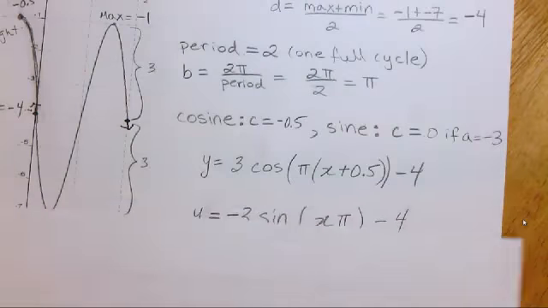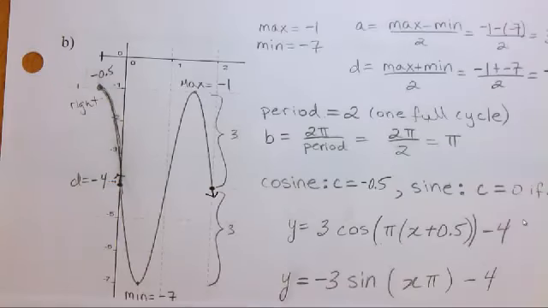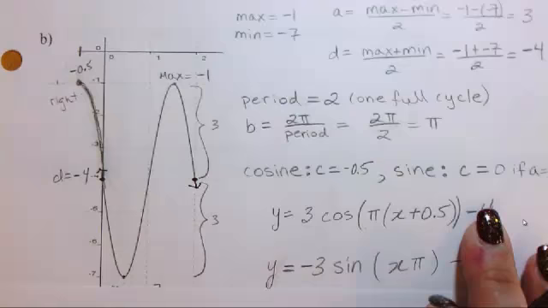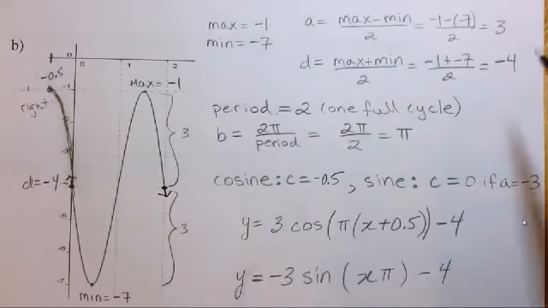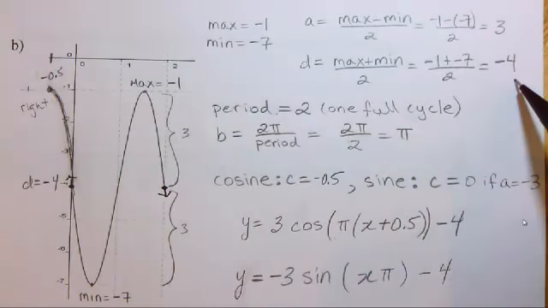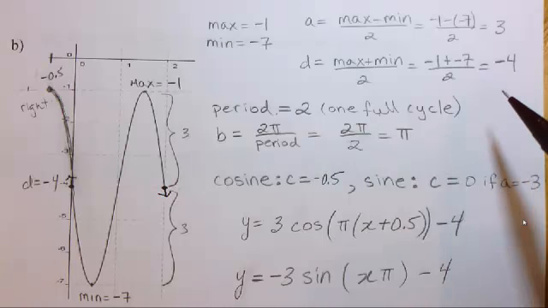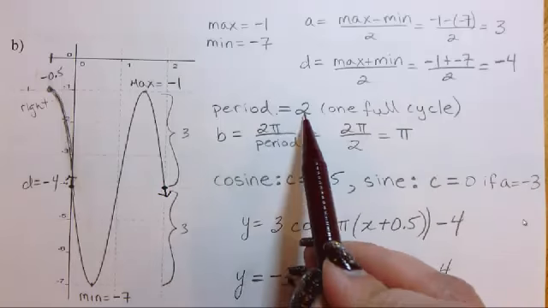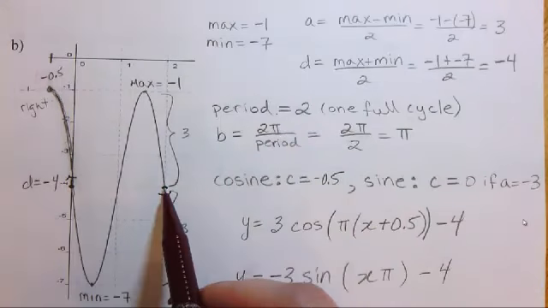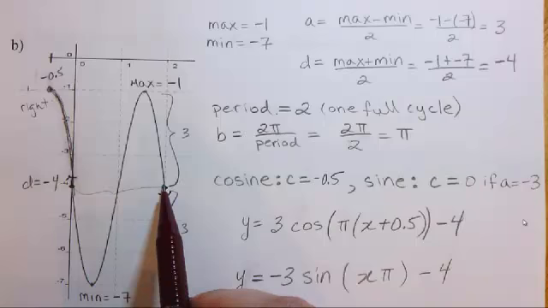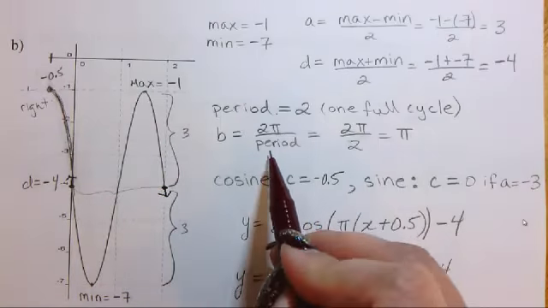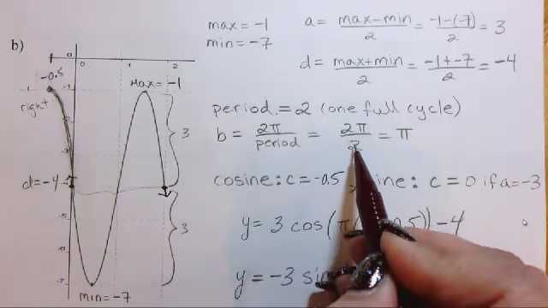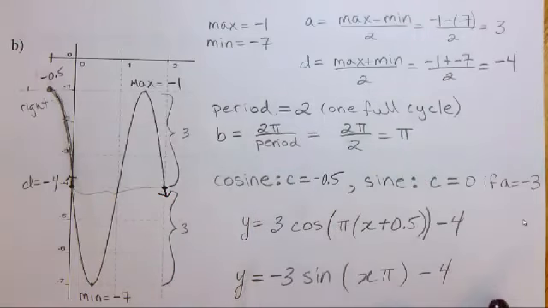Okay, next question here. This one, you're going to plunk out your max and your min, and figure out your A and D value from there. That's easy. The next thing is you're going to look for your period, so we're looking for one full cycle. I've actually got one full cycle here, and I could see that it's a width of 2, just by reading it off my graph. Then I use that to find my B value.